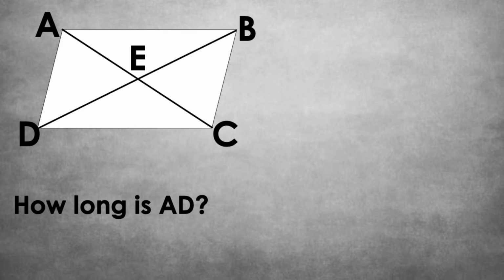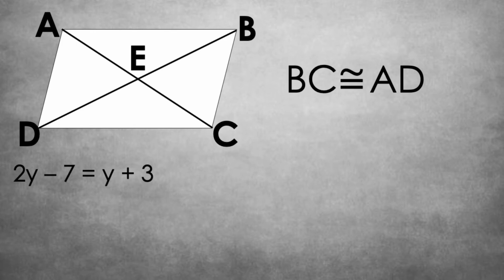Second question, how long is line segment AD? Once again, in a parallelogram, any two opposite sides are said to be congruent. Therefore, we have line segment BC is congruent to line segment AD. Substitution, 2y minus 7 is equal to y plus 3.